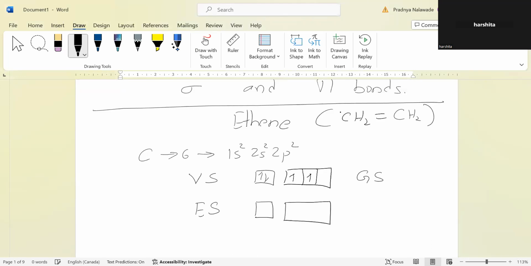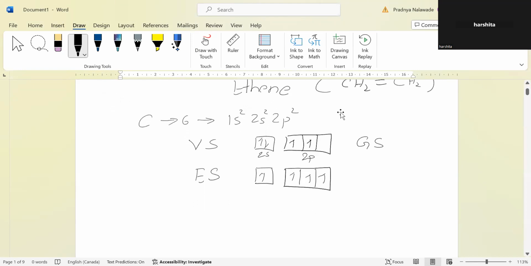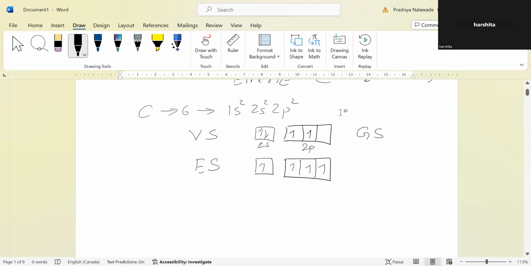So in the excited state, what happens? It moves its electron to the vacant 2p orbital. So this was our 2s orbital and this is our 2p orbital. So the electron is moved from the 2s orbital to the 2p orbital. So this is your excited state. After the excited state is formed, it undergoes hybridization.